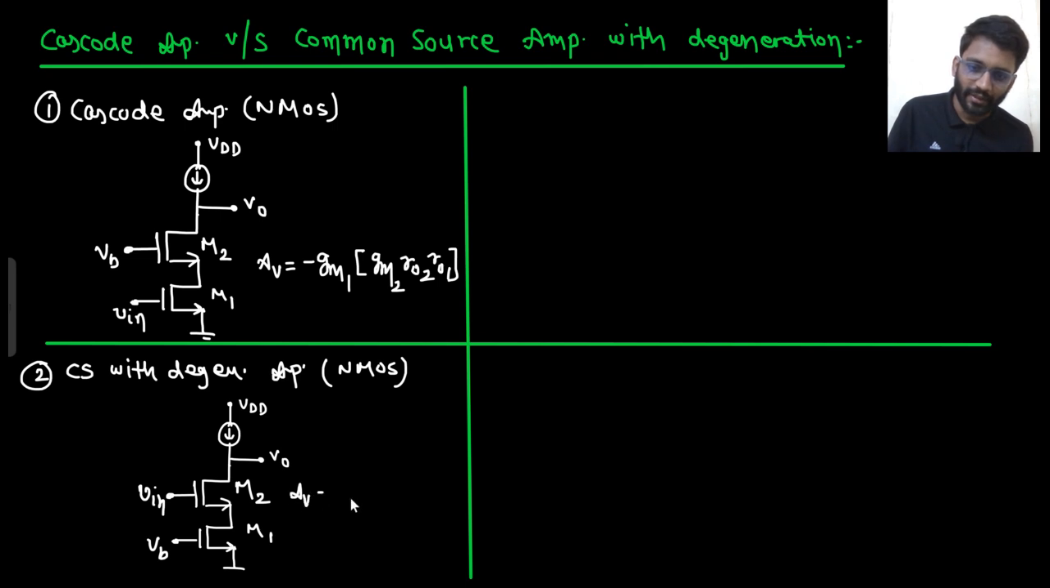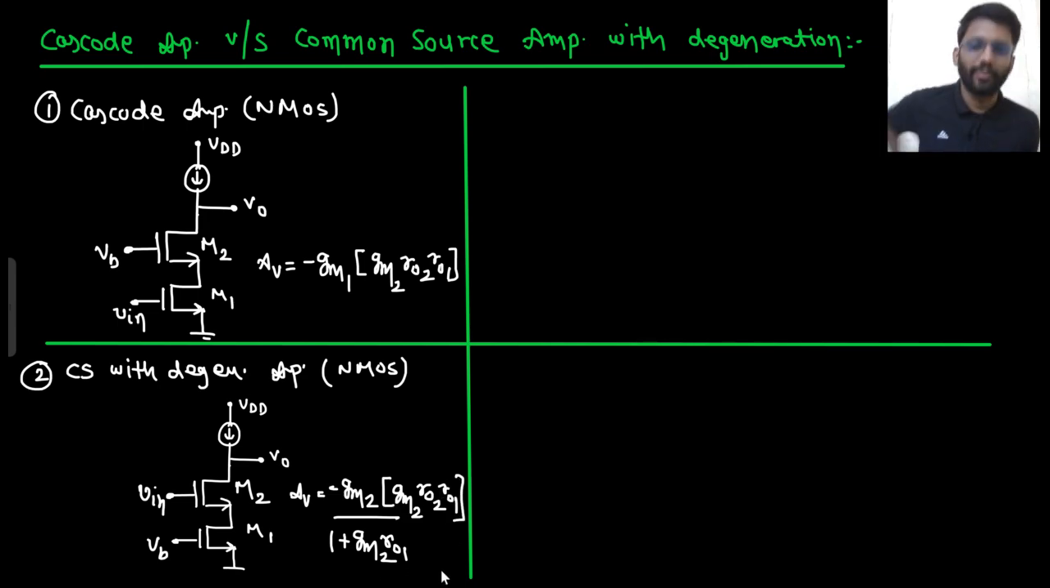What will be the gain here? That would be minus GM2 divided by 1 plus GM2 R0 1. Degeneration resistance is R0 1, into what is the output impedance? Output impedance is GM2 R0 2 R0 1. So that will be the gain here. The gain is reduced, right?